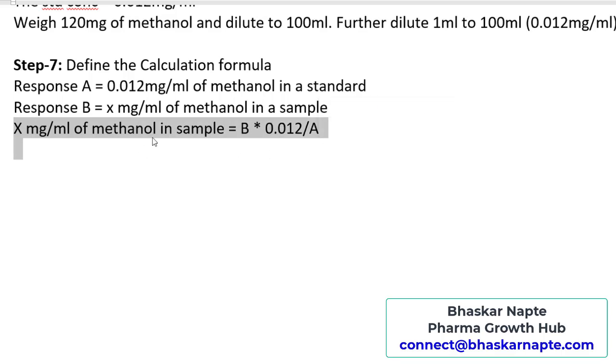X milligram of methanol present in a sample is equal to B. Now B stands for the response of this methanol in the sample into 0.012. This 0.012 stands for the concentration of methanol in a standard preparation. And this divided by A, this A stands for the response of the methanol from the standard preparation. I hope you are clear with the step number 3 now, or the calculation formula at the third step.